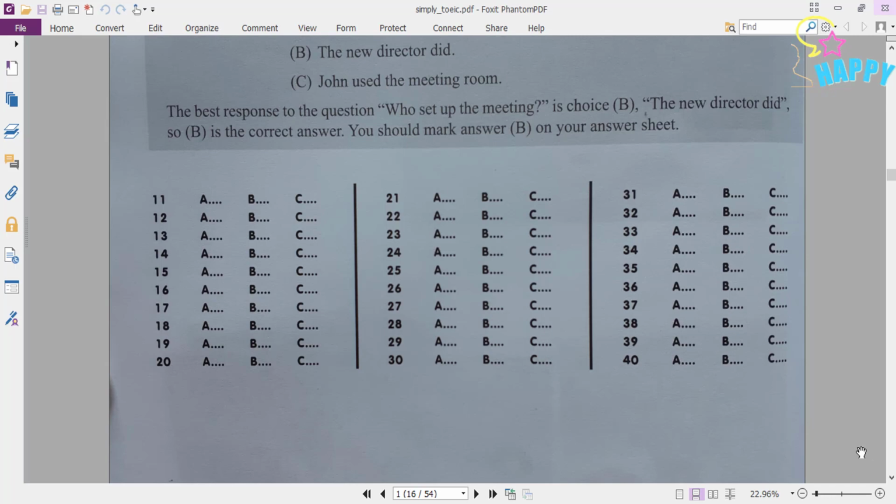Number 39. Can you give me more time? A. Yes, but it's difficult to find. B. When did you finish it? C. No, your deadline's passed.